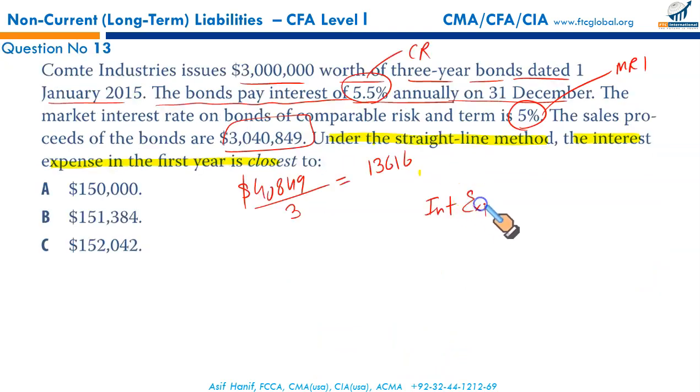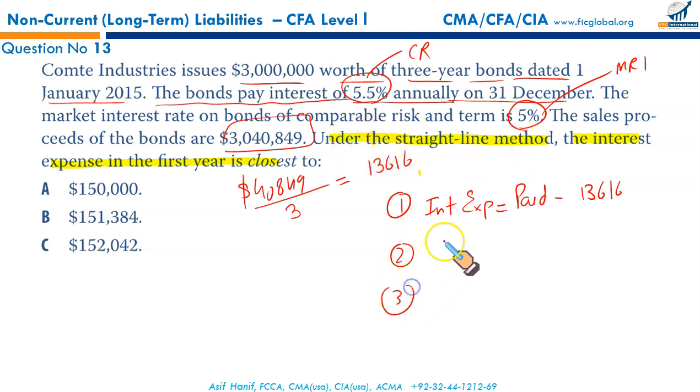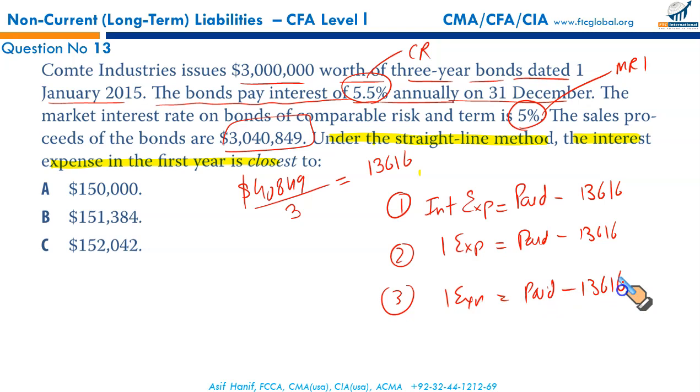So your interest expense will be equal to what you have paid minus 13,616. This will be your interest expense in year 1. Same interest expense in year 2. Why? Because your premium is amortized on a straight line basis. And same in year 3. Interest expense is interest paid minus 13,616. So remember, in the straight line method, whether it is discount or premium, it is amortized in equal installments. That's the only question I think in your EOCs requiring you to calculate the amortization under the straight line method.